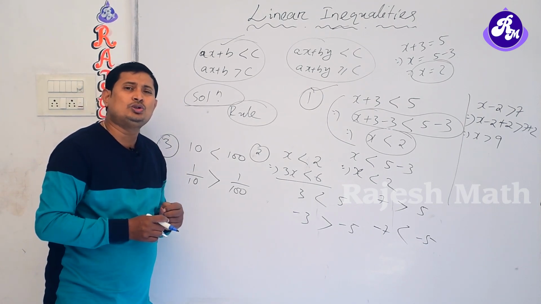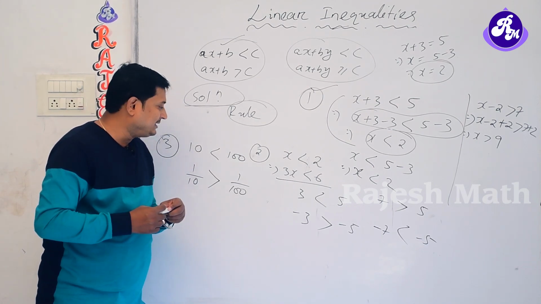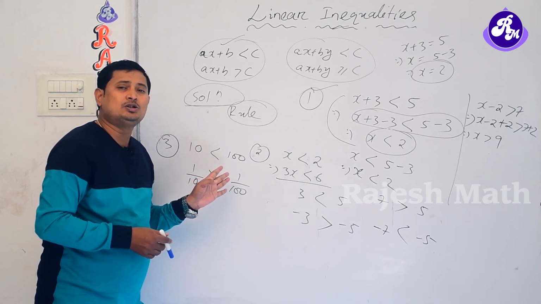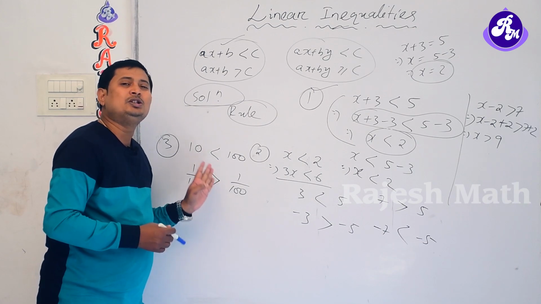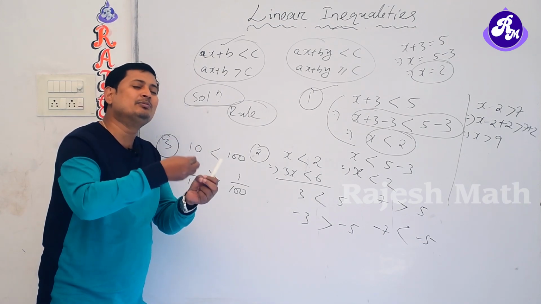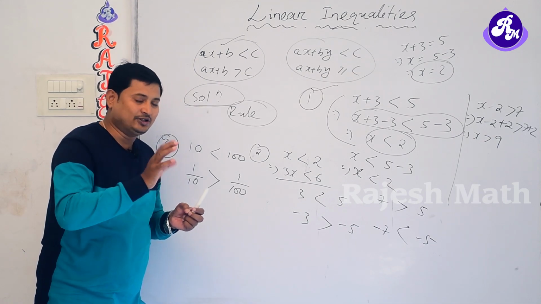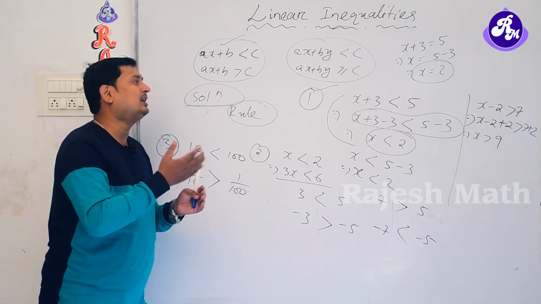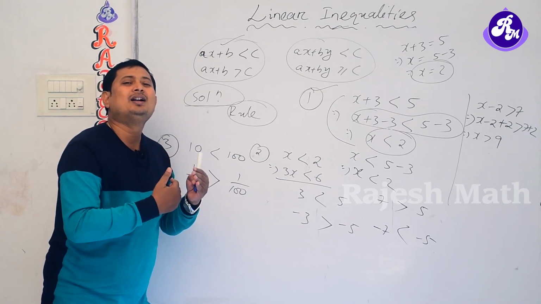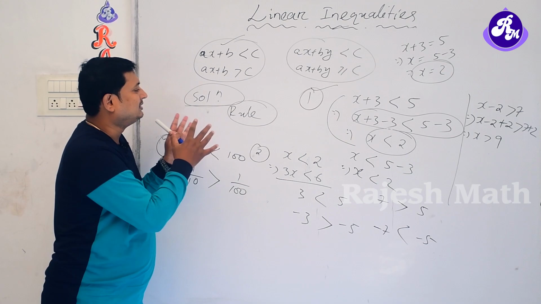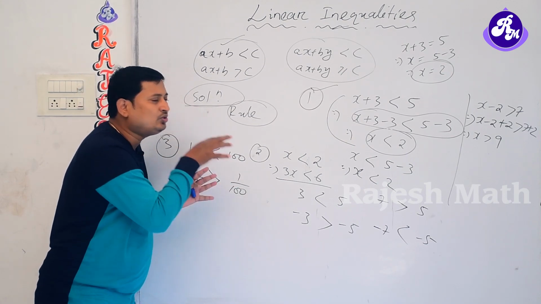So, what is the conclusion over here also? The conclusion is that if you take the reciprocal of the numbers on both sides, then the sign of inequality also changes. Less than becomes greater than, and greater than becomes less than, and vice versa. Now we will take examples and solutions. We will see the steps regarding these rules, how to execute these rules.